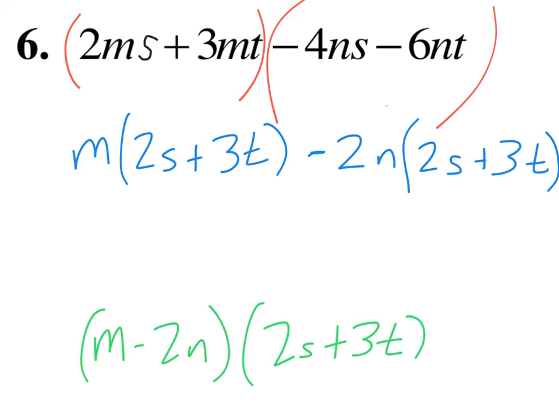So now that I factored out this negative 2n, I see that my parentheses match. So that means the grouping was successful. So now I just have to gather my terms. So the first parentheses consist of what's in front. So that's m and a negative 2n. Then the second one is what matches. So that's 2s plus 3t. And that one is factored.